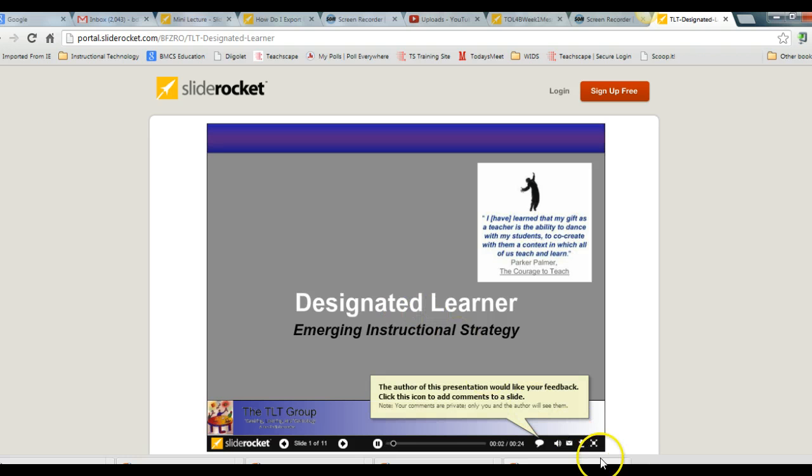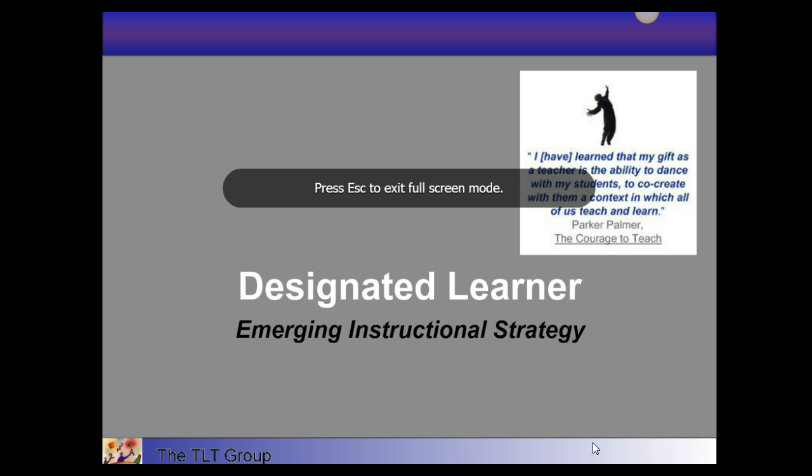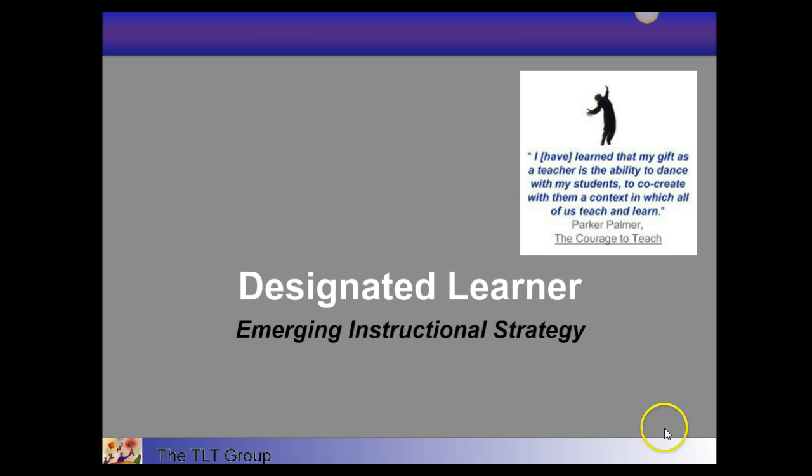This series of slides represents what the TLT group has been learning over time as we've experimented with this designated learner instructional strategy. And we continue to add our lessons learned, so I hope you'll check back and look for new lessons and new ideas that emerge over time.